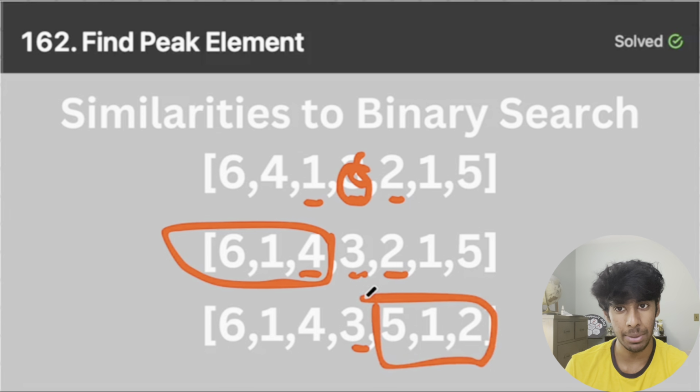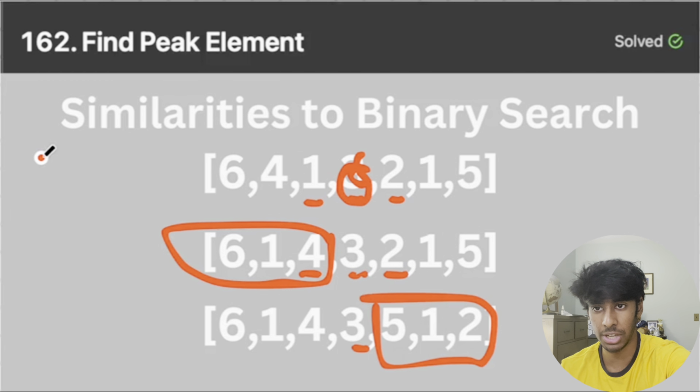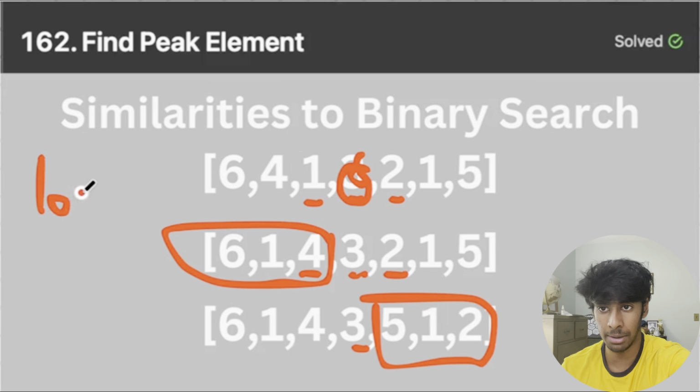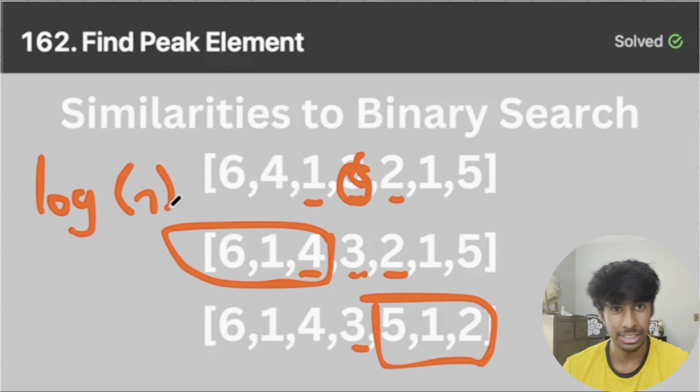So no matter what happens, we're going to either find a peak element or we're going to narrow down the search space in half. So therefore, our algorithm is going to be as efficient as binary search, and it's going to take log n time complexity. And it's still a constant space algorithm. So now that we have the algorithm all written out, let's code it up.